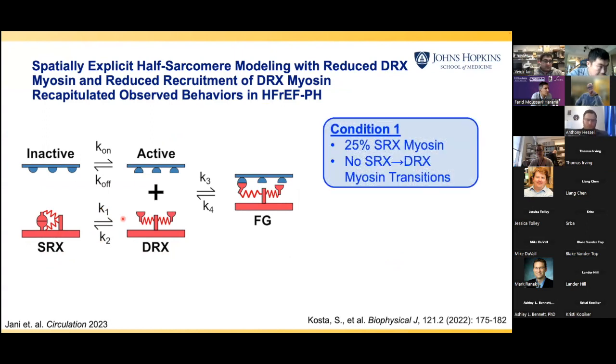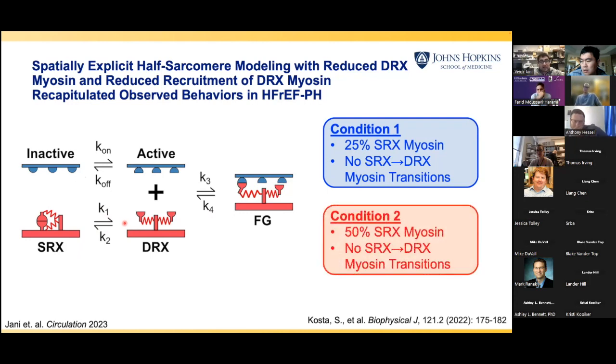In condition one, we set the percentage of SRX myosin to 25%, and we prevented any SRX to DRX transitions. This is supposed to represent our compensated patient group, where they have about a normal amount of SRX myosin, and they have reduced transition from SRX to DRX, based at least on our stretch data. And then we have condition two, which has excess SRX myosin, in this case 50%, and again, the same idea of no SRX to DRX myosin transitions.